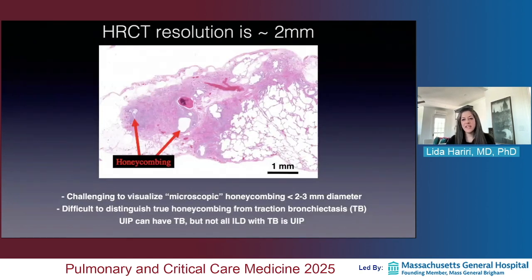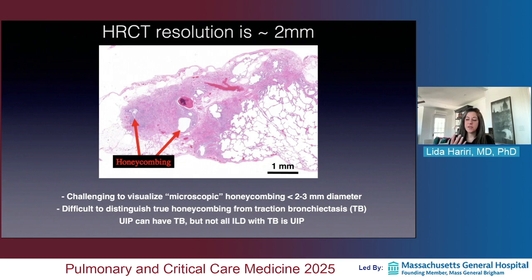Okay, so now why is it that we even need a surgical lung biopsy? Why can't HRCT just solve all of my problems as a pulmonologist, so I just never have to get a surgical lung biopsy? And believe me, in some ways, I wish it could. But unfortunately, the limitation is the resolution that even high resolution CT is capable of.